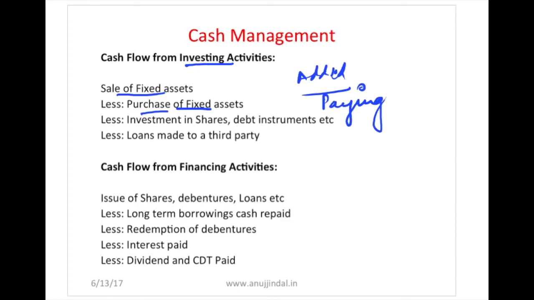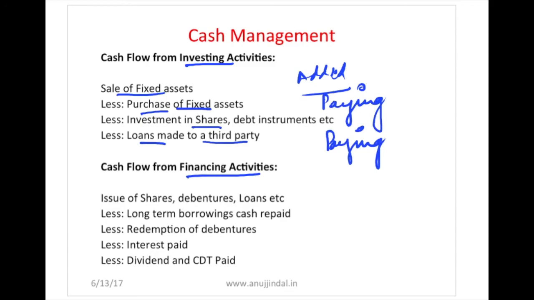Next is investments in shares, debt instruments, etc. Whatever investments you have made. And next is loans made to a third party. So you're again paying out money. Your money is going out of the enterprise in terms of cash, and therefore it is reduced from the cash flow statement. Next is cash flow from financing activities.